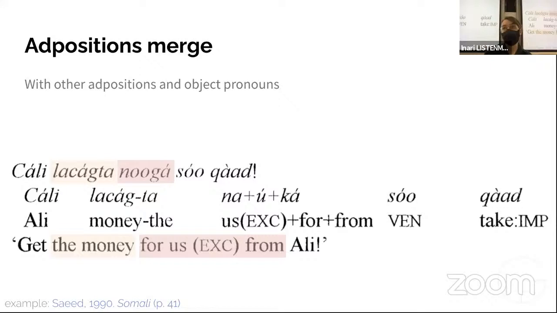But that's not all. The adpositions merge with other adpositions and object pronouns. So we have one orthographic word, noga, which contains two adpositions and one object pronoun. No is the exclusive we, so like we, but not you. And u is the adposition for, and ka is from. So: get the money for us from Ali.